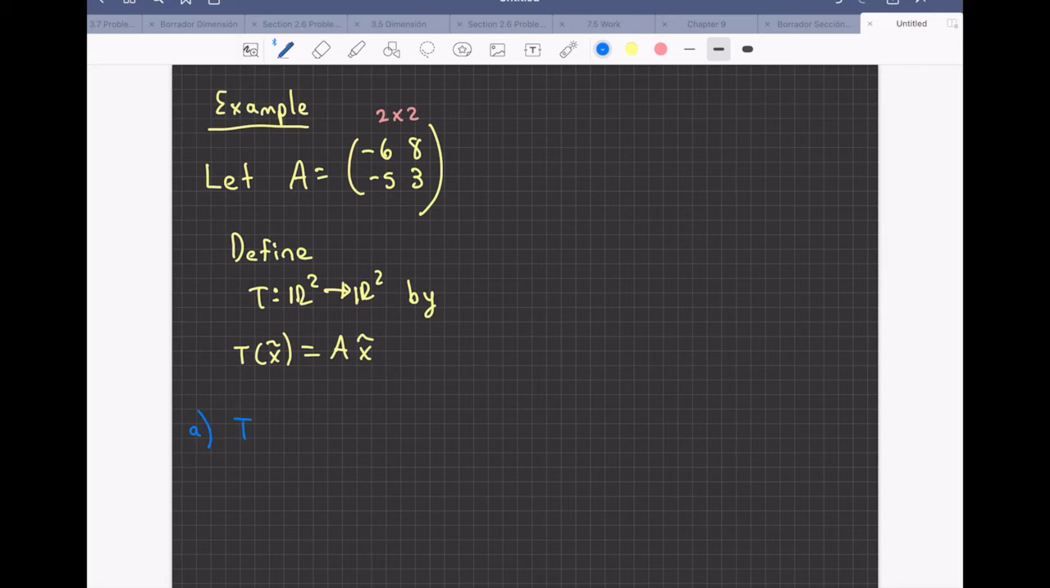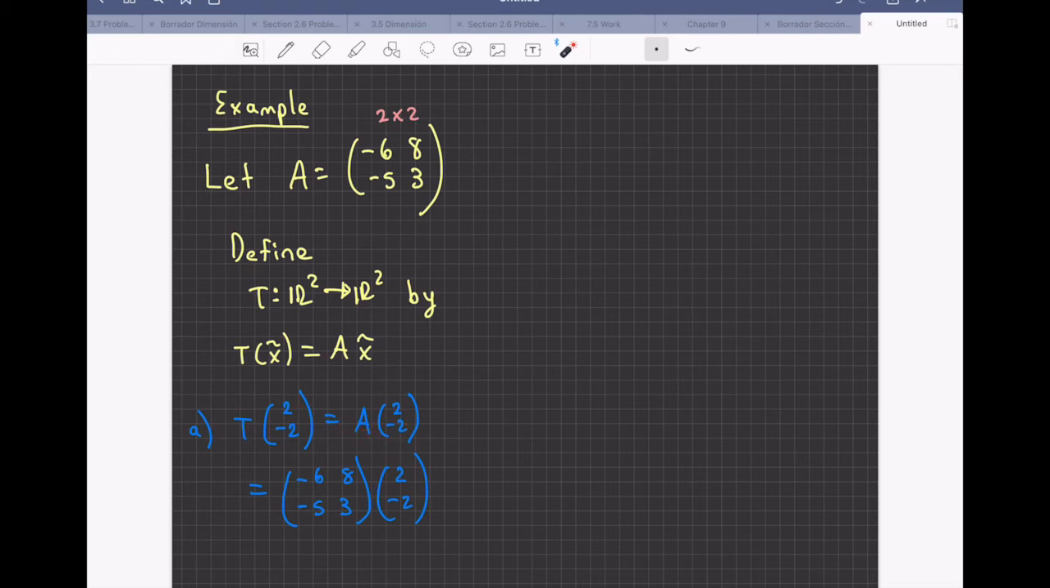What is T of (2, -2)? Well, T of (2, -2) would be A times (2, -2). But A is a matrix, so it would be [-6, 8; -5, 3] times (2, -2). You see? Because this transformation is multiply the matrix times the given vector. The given vector is this, so multiply the matrix times the vector.